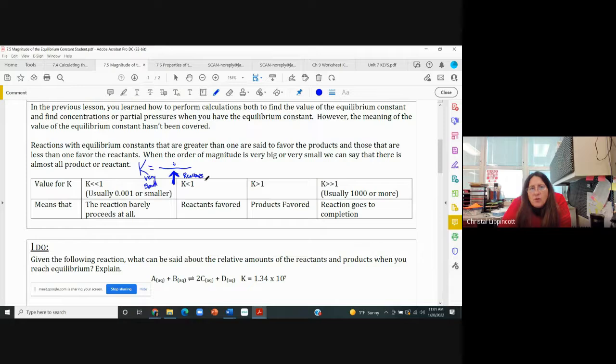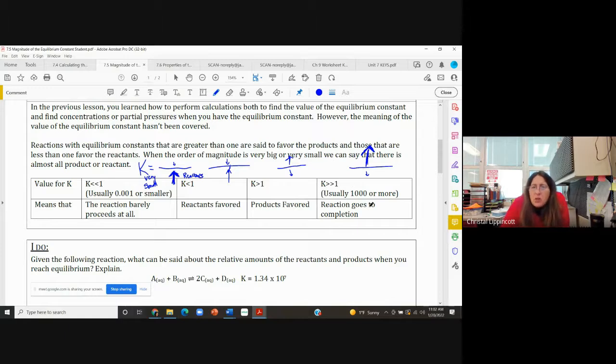If K is less than 1, but not super small, then you're still going to have more reactants than products, but it's not going to be quite as big of a difference. If your K value is bigger than 1, then you have more products and fewer reactants. And if this is really big, then you have a lot more products than reactants. So this number is going to be bigger than this number. Does that make sense mathematically?